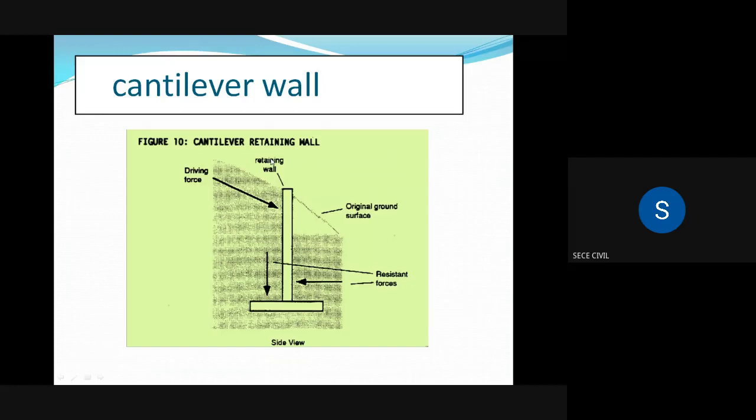So this is another image of a cantilever retaining wall. This is the back side, because the landfill is here only. This is the heel portion, this is the toe portion, and this one is the stem. Because of the land mass, the driving force will act in this direction. This is the original ground surface.